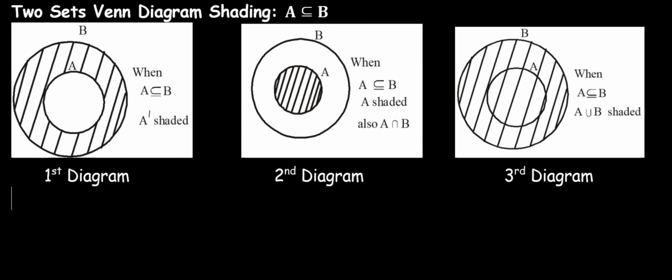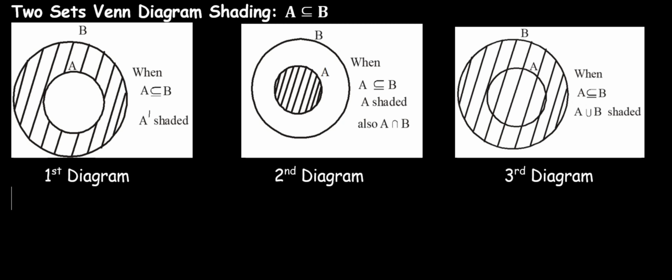Next, we have two diagrams where one is inside the other, or one is contained in the other, without a universal set. In the first diagram, we are shown the set A containing B. A is not shaded, but the B aspect of it is shaded. That is what we call A prime shaded or A complement shaded.